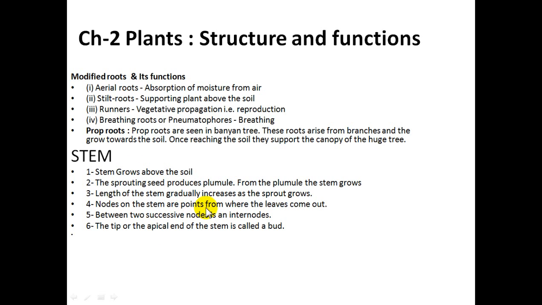Nodes on the stem are points from where the leaves come out. So very important term, what is node? This is the point from where leaves or the other branches come out. That is called node. Between two successive nodes is an internode. What is internode? Internode is the space present between the specific two nodes. That is called internode. The tip or apical end of the stem is called bud. Where the stem stops growing, where the buds come out, that is called the apical tip of the stem.